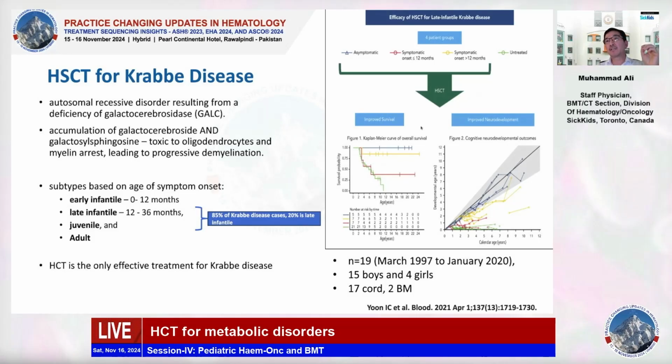However, patients who received transplant when they were symptomatic and more than 12 months had a lesser outcome than the asymptomatic patients, but quite reasonable, and they also had reasonable neurocognitive outcome. Compared to patients who were symptomatic but less than 12 months, who unfortunately had a very bad outcome. Their neurocognitive outcome was quite similar to patients who were not treated with transplant. So again, the impression is that we should take these patients to transplant only if they are asymptomatic or older with minimal symptoms.